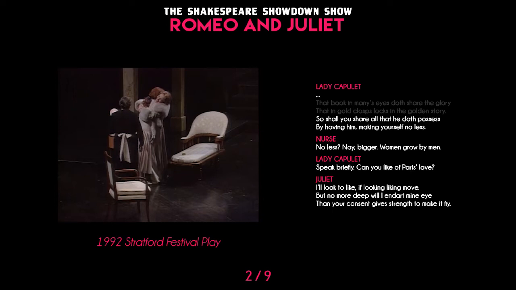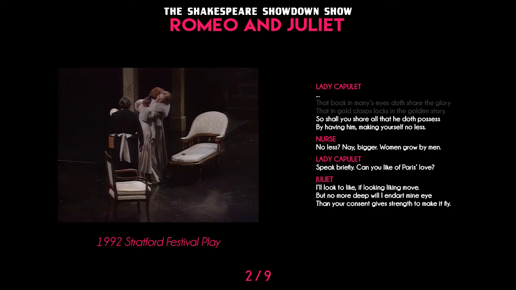Let's take a moment now to carefully consider what Shakespeare is doing here when Juliet gives her answer. Let's think about what she's saying exactly. Juliet's mother is seeking Juliet's consent to marry County Paris. She plainly asks, "Can you like of Paris love?" Juliet's response is, "I'll look to like if looking liking move, but no more deep will I endart mine eye than your consent gives strength to make it fly."